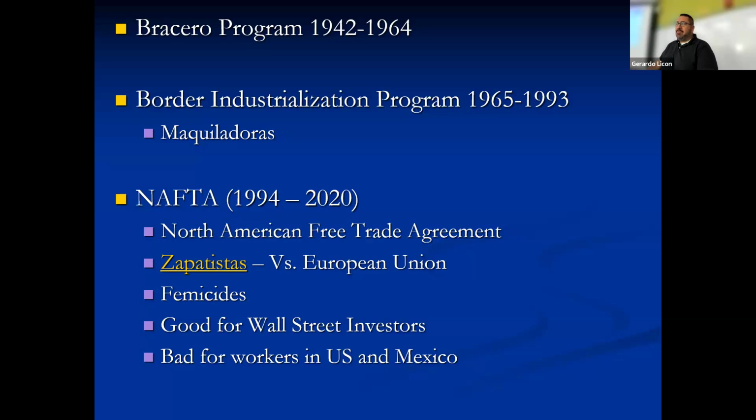And so then people who farmed corn were not going to be able to compete with US agribusiness corn, and that the US government was allowed to continue subsidizing. So they knew that they were going to lose their livelihood, their connection to the land and to the growing of corn.